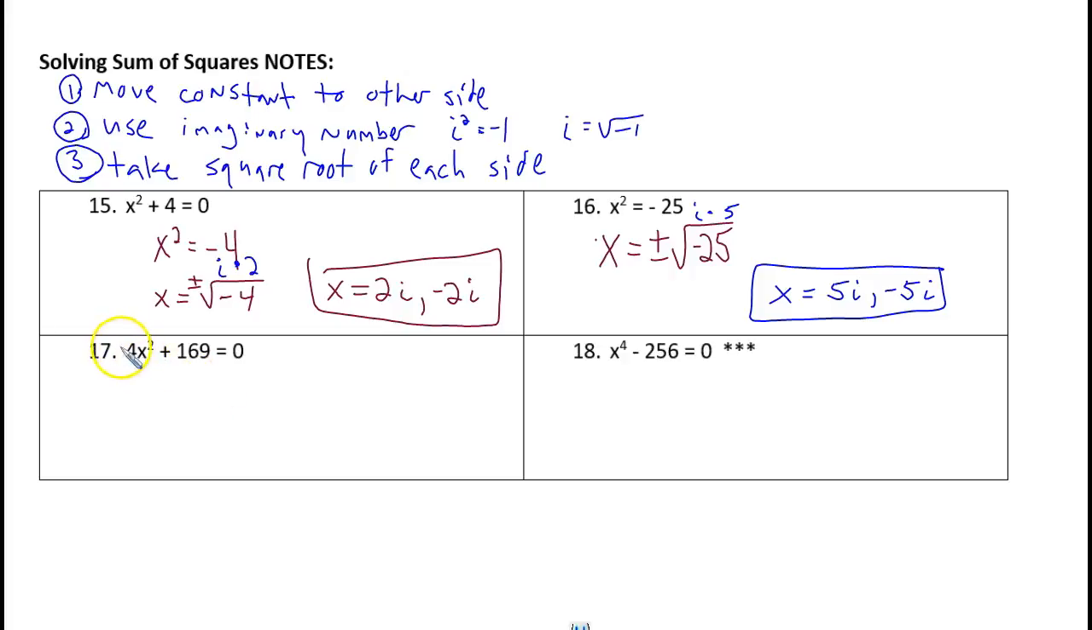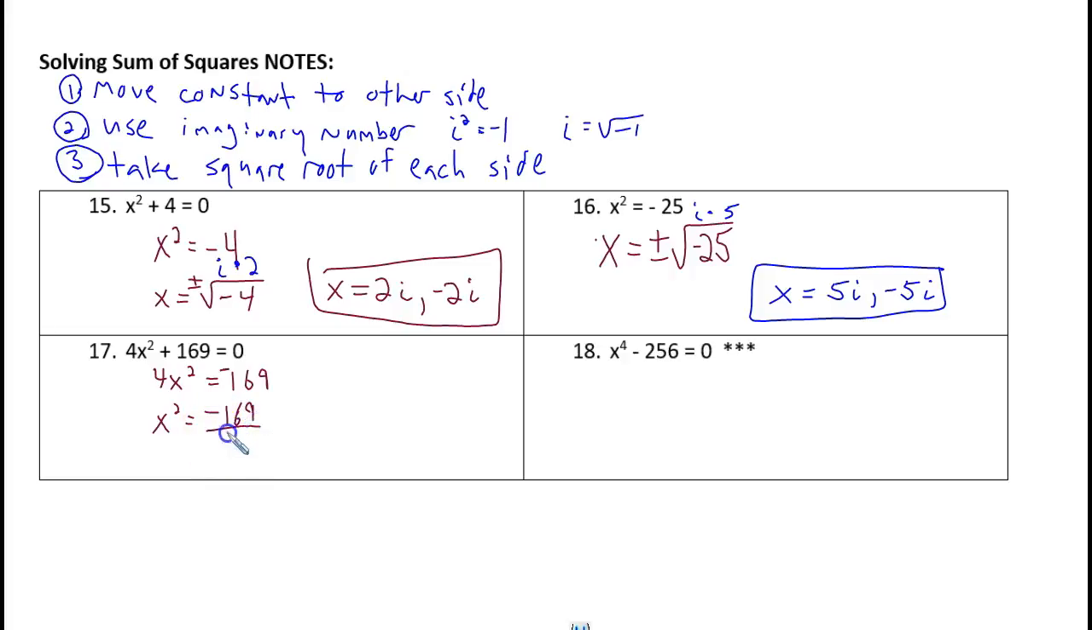All right, here we've got 4x squared plus 169. The first thing I want to do is subtract the 169 to the other side. So I'm going to have 4x squared equals, and I'm going to subtract that, 0 minus 169, is negative 169. Now I really want the x squared by itself, so I'm going to divide both sides by 4. When I divide both sides by 4, I get x squared equals negative 169 over 4.